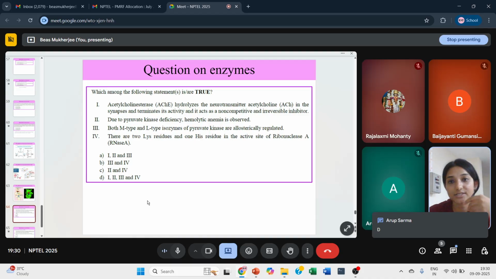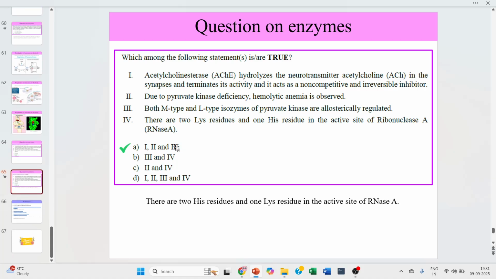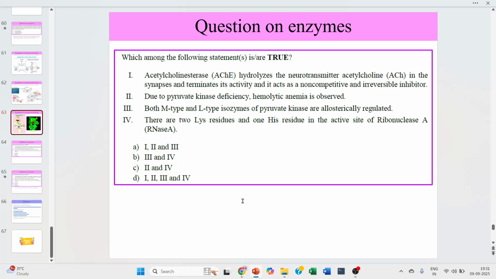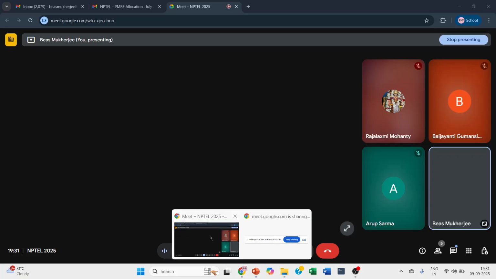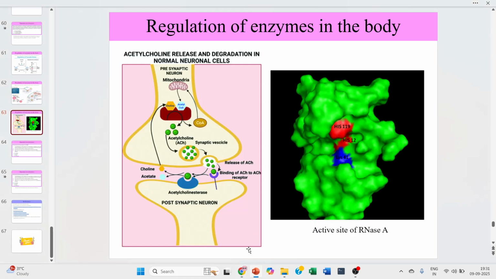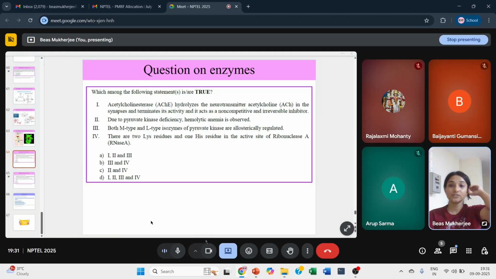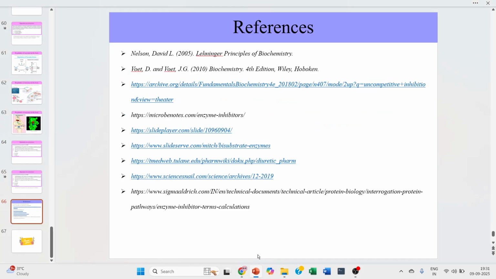D. So D, you're saying that all of them are true. Let's see. It's A. All of them are not true, because we saw here that in RNase's active site there are two histidine and one lysine. Right? In the question they were saying there are two lysine residues. But that is not the case. It is not two lysine residues, but one lysine residue and two histidine residues in ribonuclease A. That is why option A is the right option.